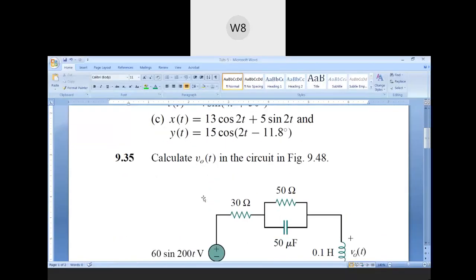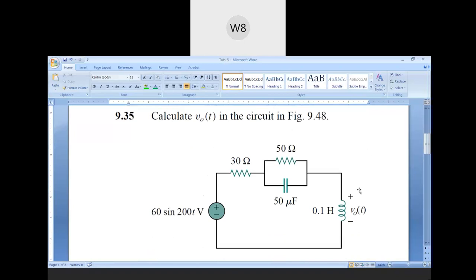Okay, so now we will move to the second problem. So are you able to see this circuit now? So in this circuit, we have a capacitor 50 microfarad, inductor 0.1 Henry, and two resistors 30 ohm and 50 ohm, 50 ohm in parallel with the capacitor.